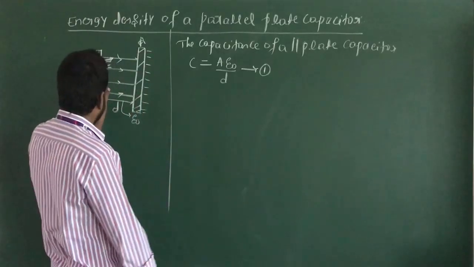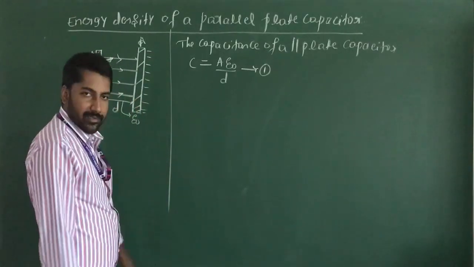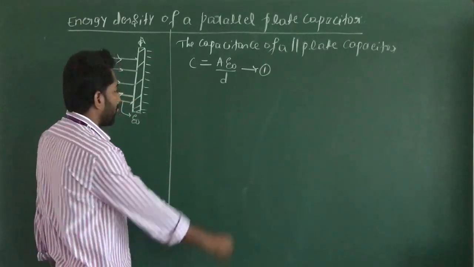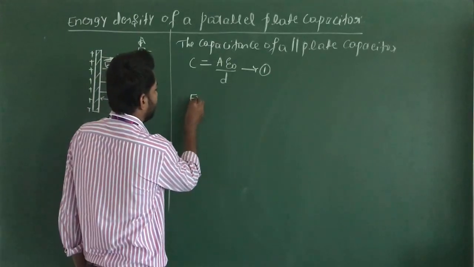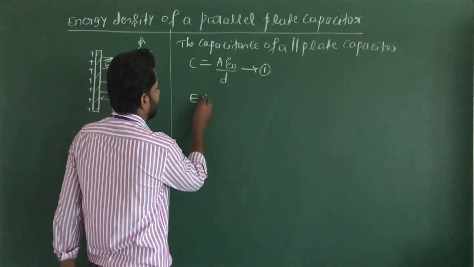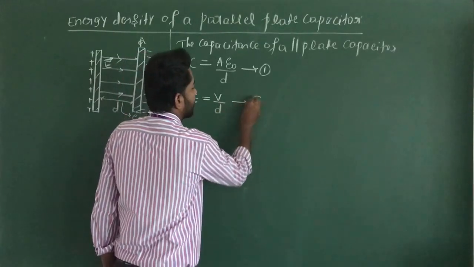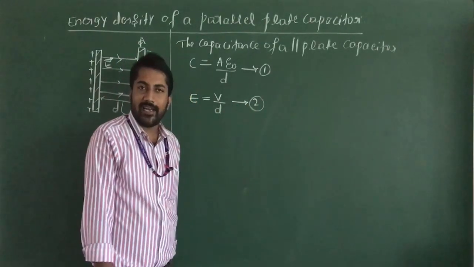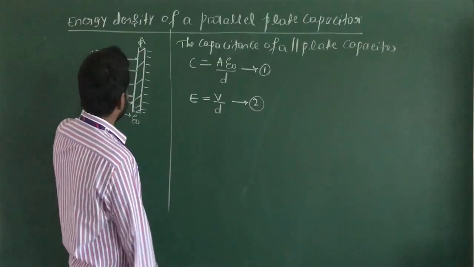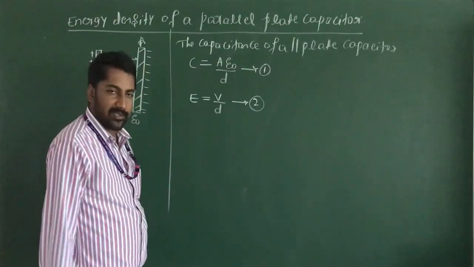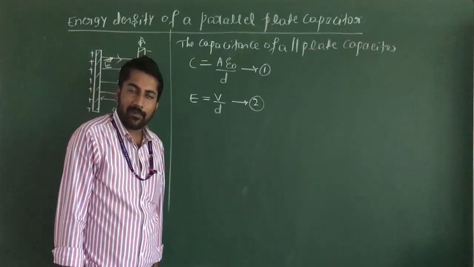And the electric field between these two plates, we know that formula, is E equal to V divided by D. Using this equation, we can calculate the net electric field between the parallel plates of the capacitor. E is equal to V divided by D.